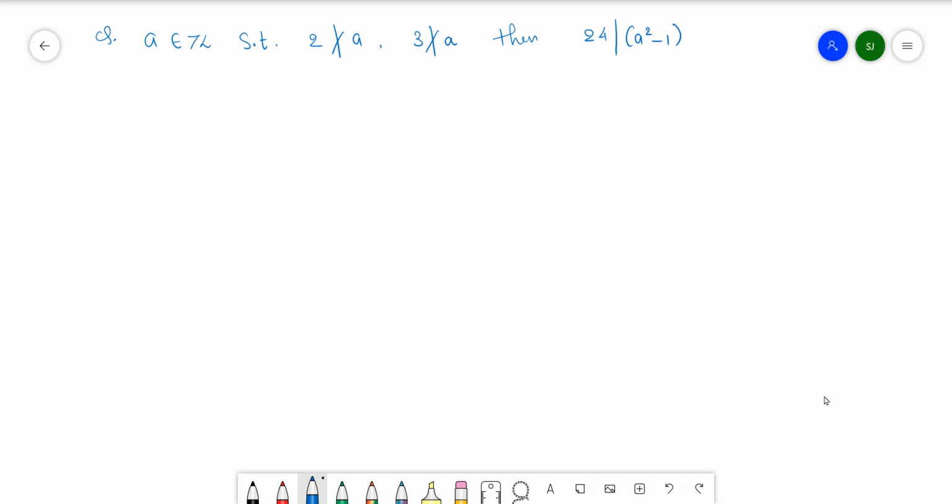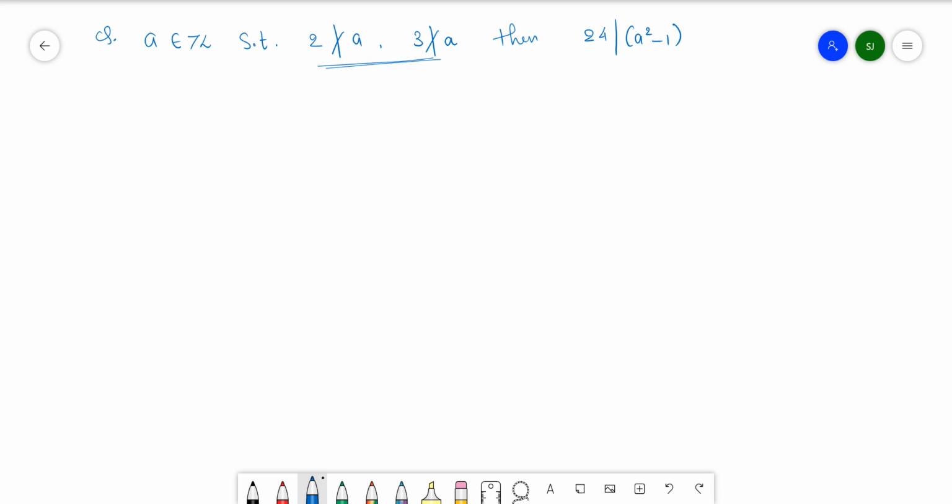The problem is: a is any integer, 2 does not divide a, and 3 does not divide a. Then we are supposed to show that 24 must divide a square minus 1. This result is true for any integer which satisfies these two conditions. Okay? So just prove it. It's really simple. I know a is an integer with these two conditions.